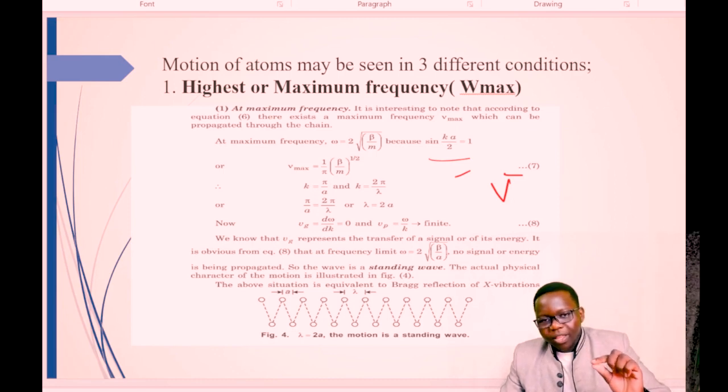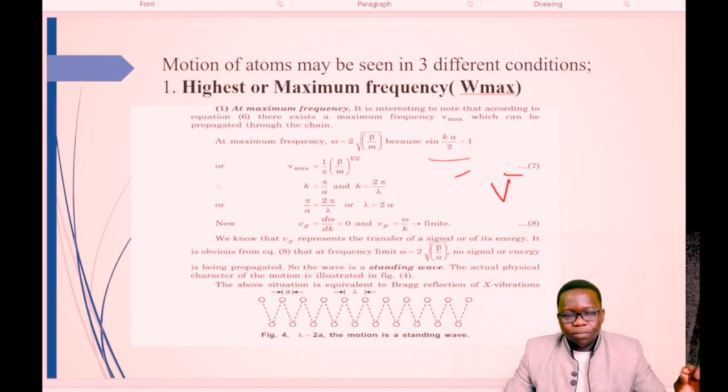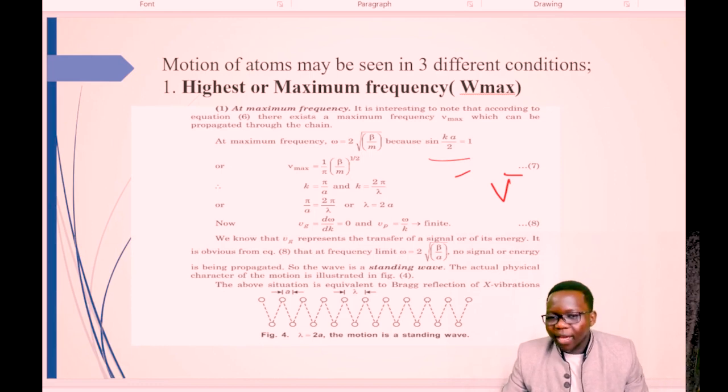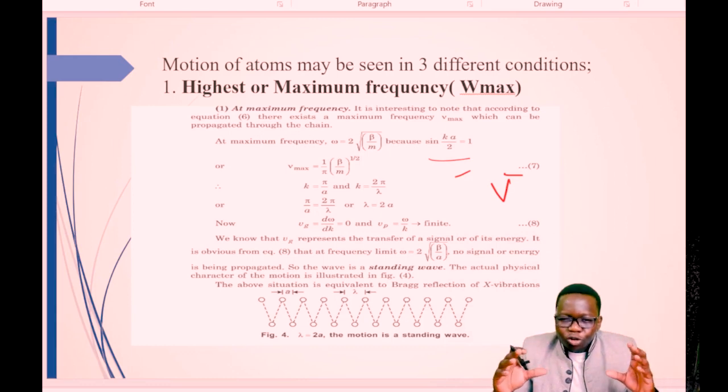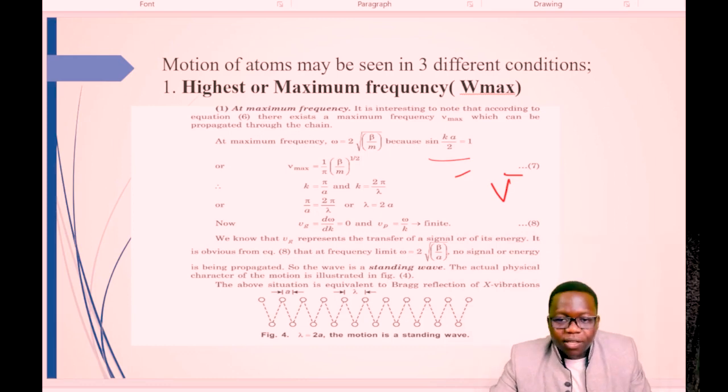So the most important thing we're seeing is that at maximum frequency, these atoms really can't transfer energy. So there is no possibility of transfer of energy. They stop propagating. That's what we would say. They just stay stationary. Amplitude is not changing, like it's just there, not moving. That's what happens at the highest frequency.